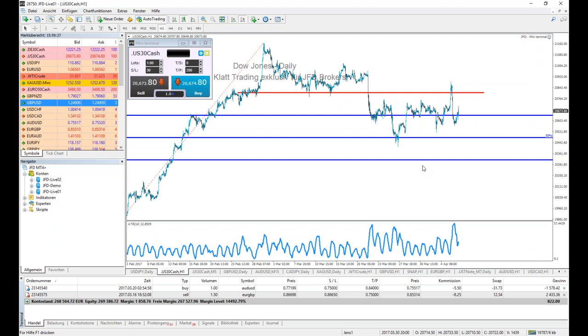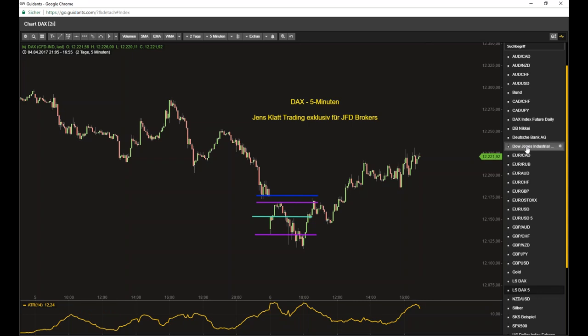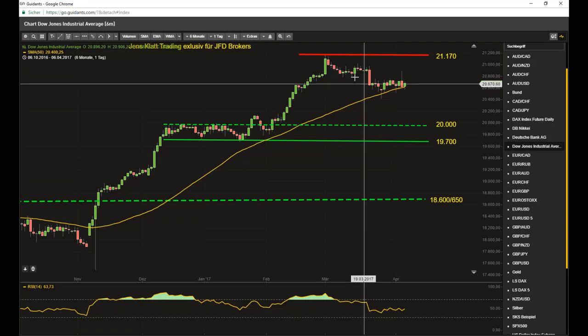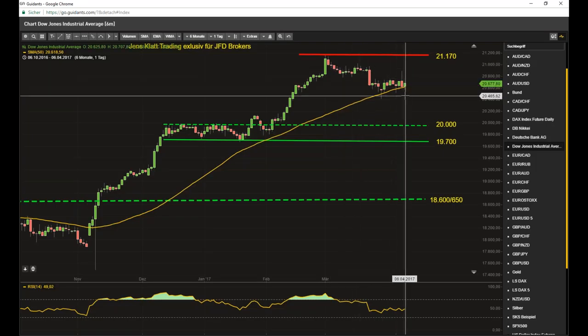The question is, how long will they develop? But first of all, you shouldn't bet on the Fed jumping in the game here and propping up prices again. So that's the first thing. Now, based on the fact that we're quite elevated in the markets here, in this case in the Dow Jones, it favors a bigger corrective move.